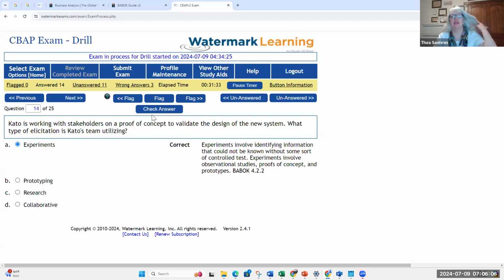Experiments involve identifying information that could not be known without some sort of controlled test. Experiments involve observational studies, proofs of concepts, and prototypes. So if you'd said prototypes, it could have been right, but it falls under the type. What type of elicitation? So experiments is one of the three types of elicitation.